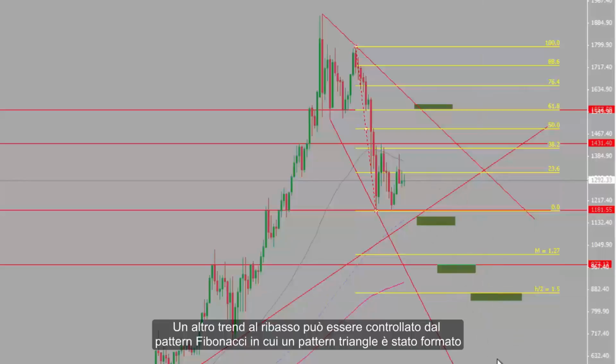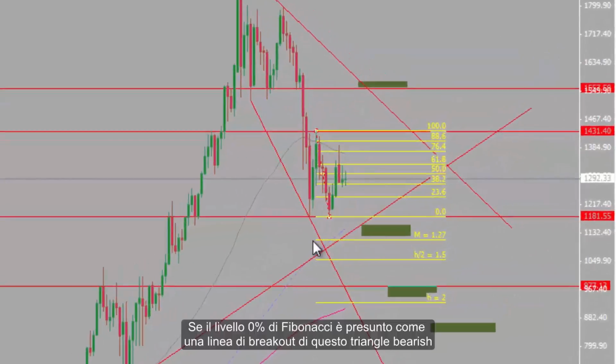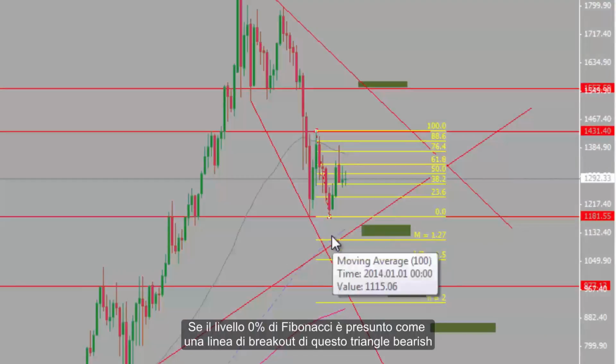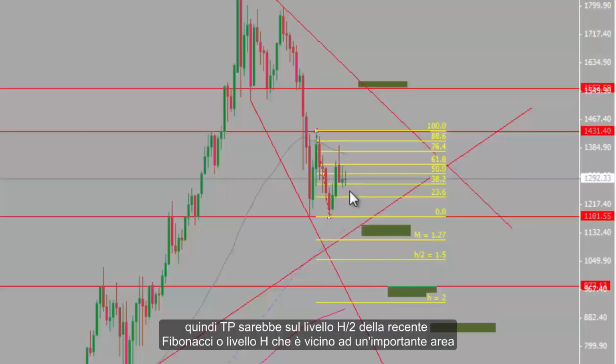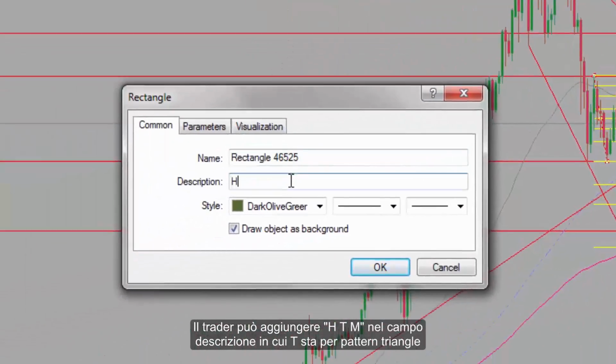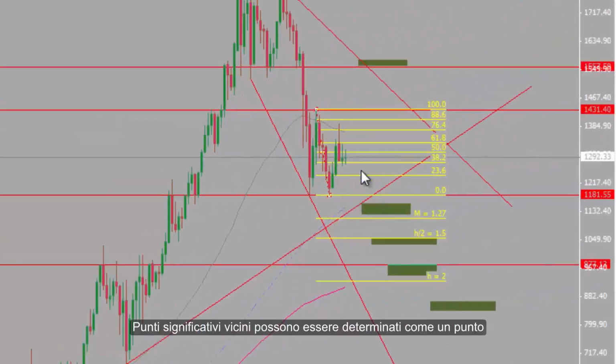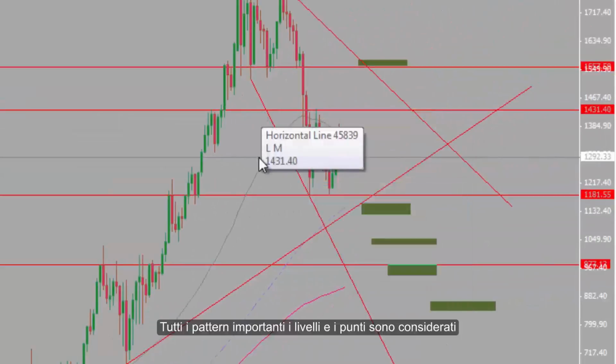Another downtrend can be checked by Fibonacci patterns in which a triangle pattern has been formed. If level 0% of Fibonacci is presumed as a breakout line of this bearish triangle, then TP would be on level H2 of the recent Fibonacci, or level H that is near the important region. A trader can add HTM in the description field, in which T stands for triangle pattern. Close significant points can be determined as one point. All important patterns, levels and points are considered.